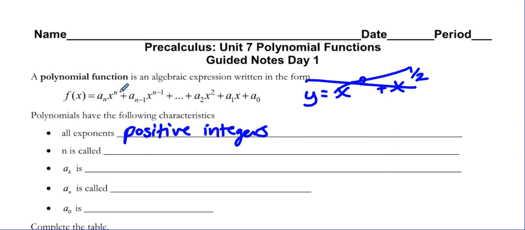Alright, n, you'll notice n is one of the exponents, and it's the biggest exponent because all the other exponents come by subtracting something from n. So since n is the largest exponent, we learned in Algebra 2, that would be the degree of the polynomial function.